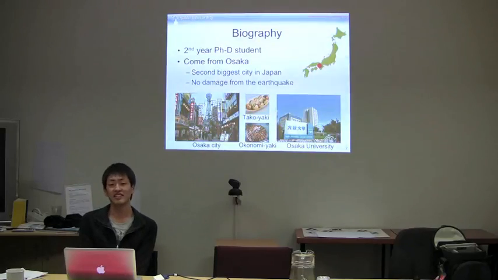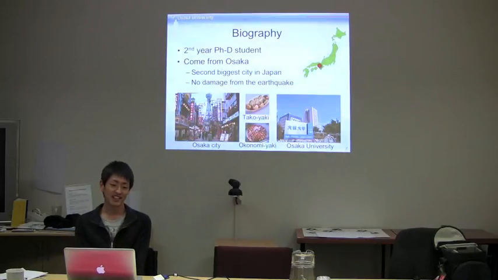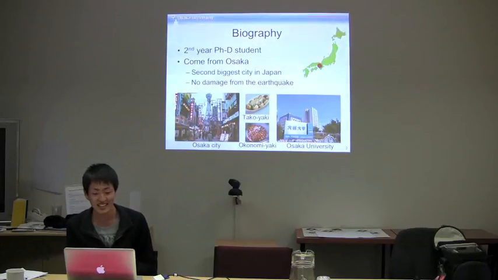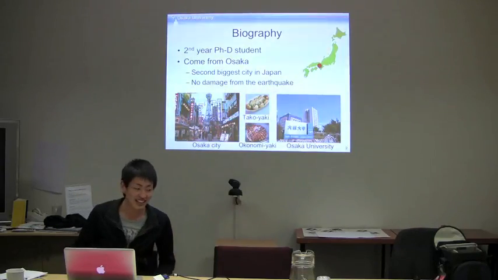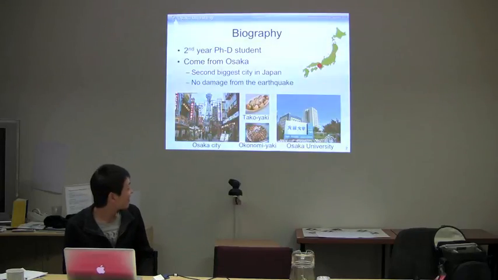I'm Kazu, a second year PhD student, coming from Osaka. Osaka is the second biggest city in Japan, and I think Osaka is much busier and more crowded than Christchurch. But we can get many kinds of nice food like takoyaki and okonomiyaki. If you go there, please try the takoyaki and okonomiyaki.